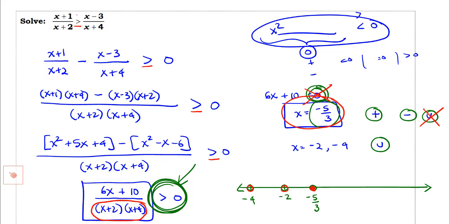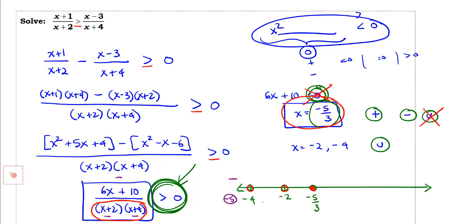Let's take a number to the left of negative 4. Pick a number. Negative 5. I'll do the same lazy thing I did last time too. I plug in negative 5 to the top, and it's negative, I don't care. I plug in negative 5 to the bottom. It's negative here and negative here. Agreed? What's a negative over a negative times a negative? Negative.